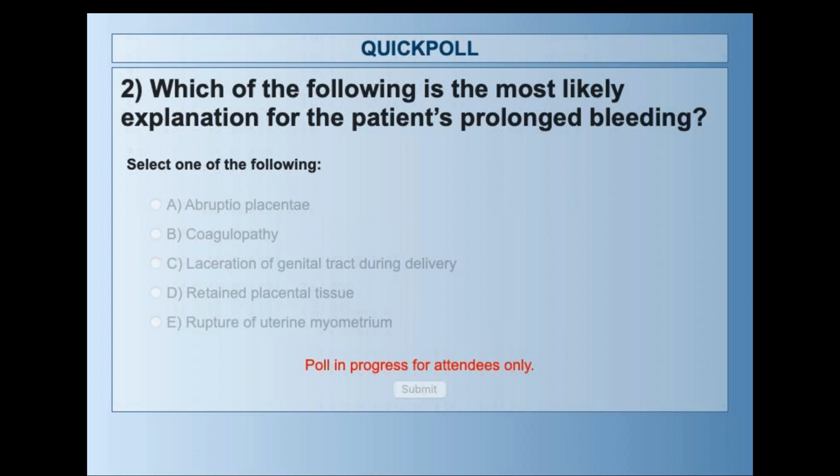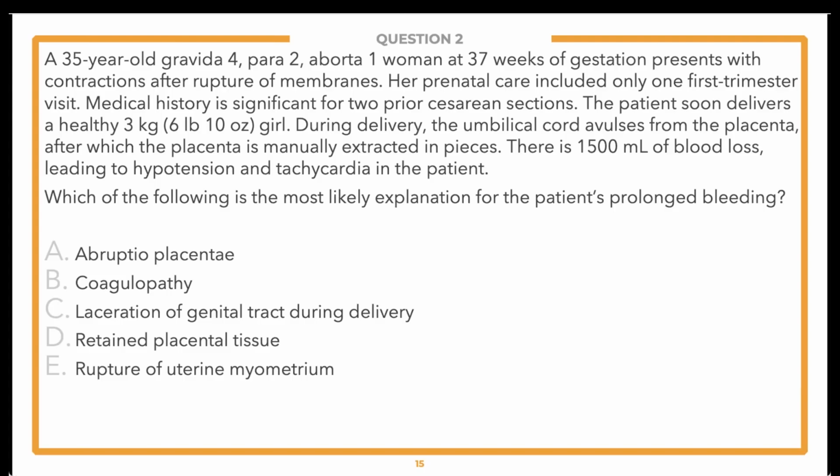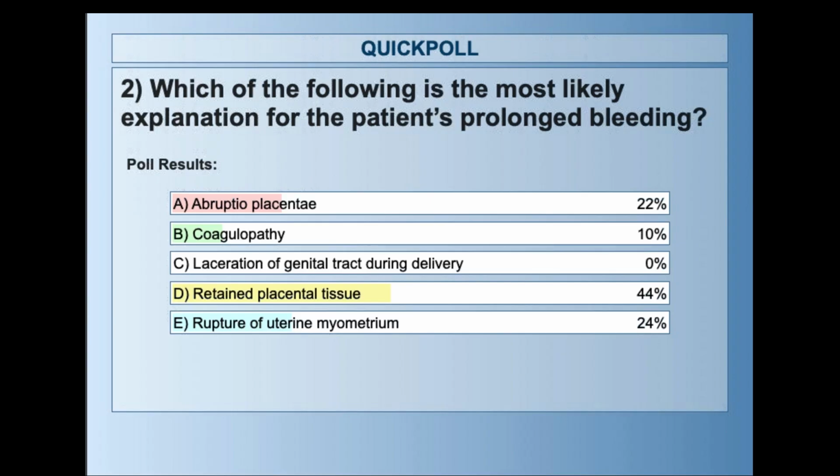Okay, so let's see. We've got almost 2/3 of you voted. Well over, okay, now 3/4. So let's go ahead and close the poll and take a look at the results. Unlike question number 1, a little bit more split here. Almost half of you went with retained placental tissue, while about 1/4 of you went with either rupture of uterine myometrium or abruptio placentae.